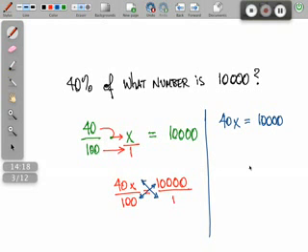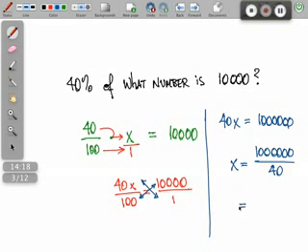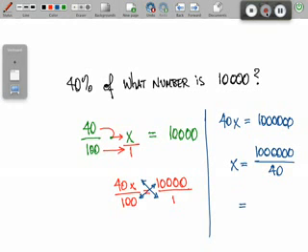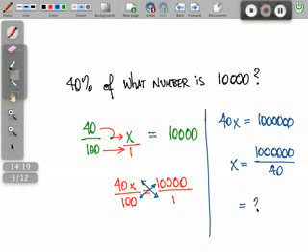Well, there's 10,000 times 100. I'll just add two more zeros. And then x will equal that number divided by 40. Whatever that is, we can work out on the calculator. And that value is 25,000. And so actually what we say is 40% of 25,000 is 10,000.